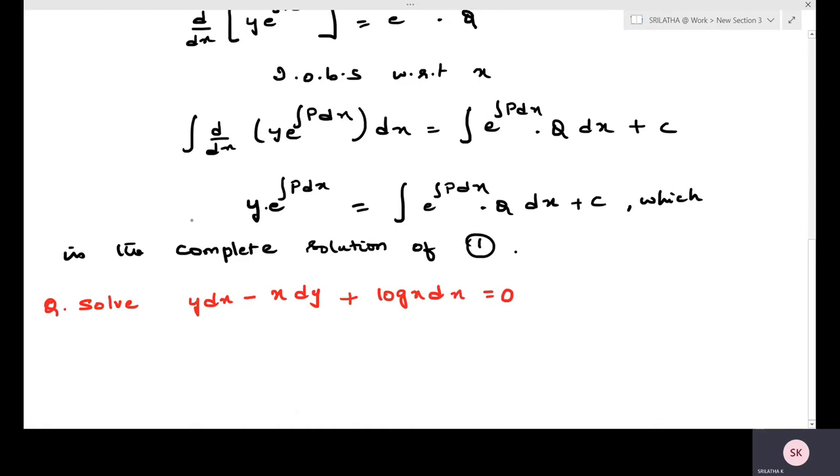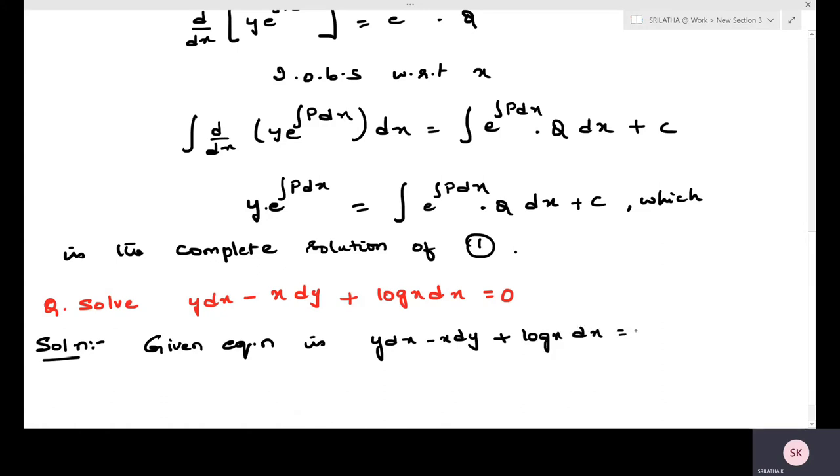Okay, using the concept of linear differential equations. So first I'll write the given equation. So given equation is y dx minus x dy plus log x dx. Okay, now I have to get the dy by dx form. So for that, I'll just divide the equation with dx so that I'll get y minus x dy by dx plus log x is equal to 0.